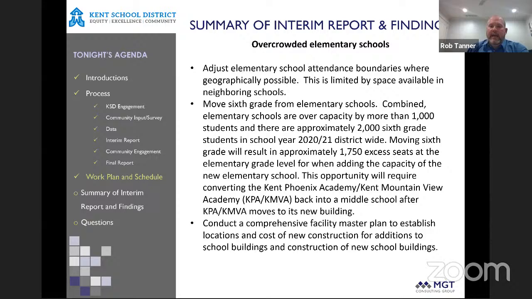To do that, you would have to bring what is now the Kent Phoenix Academy or Kent Mountain View Academy back to a middle school. Without doing that, moving the 6th grade to middle school wouldn't be possible because you wouldn't have enough space. And then finally, conducting a comprehensive facility master plan to establish locations for possible additions or new construction for school buildings, because like I said, you currently have 177 portable facilities. And this boundary review is not going to solve all of that. It will start you down the path, but it will not completely solve it.